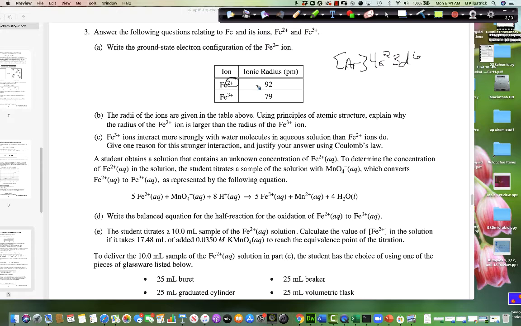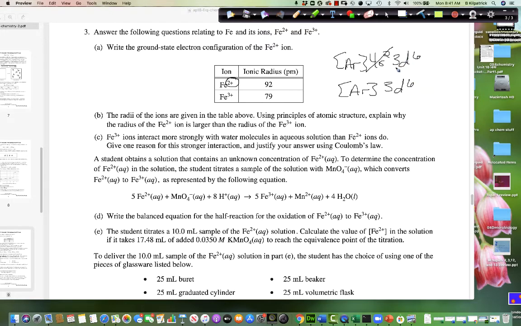So we have lost 2 electrons. So that means we're going to remove the outer electrons first. So we're going to remove 2 of the outermost electrons. So that would come from the 4s. So my ion configuration should be this: argon 3d6.